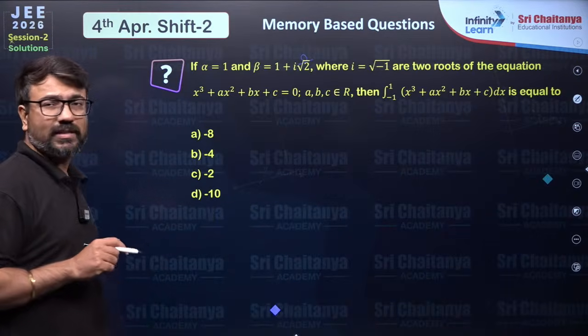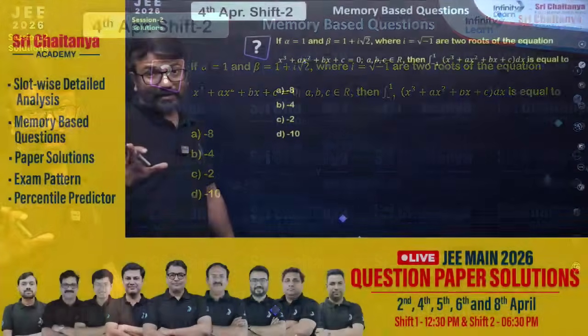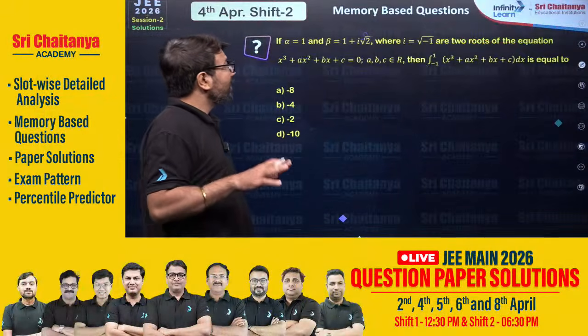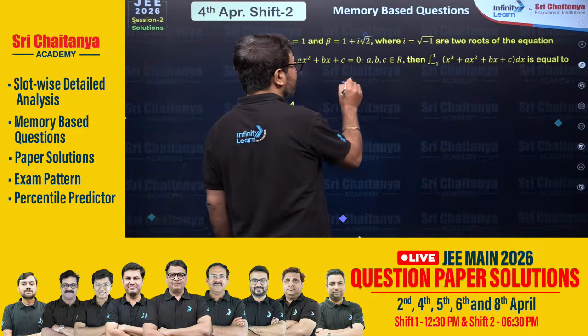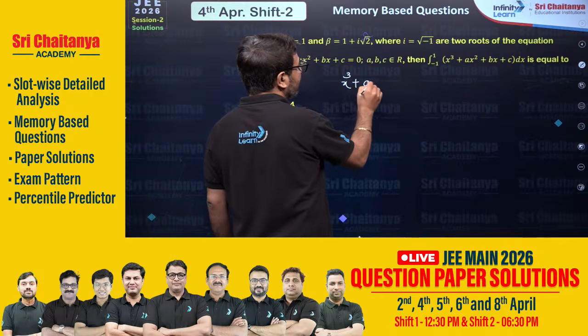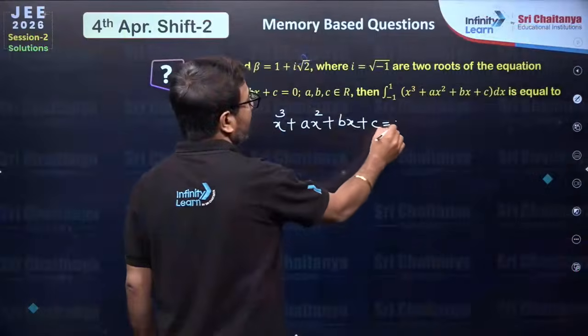After this, my dear students, there is another problem which is again an easy problem from the mathematics section. They have said that one of the roots is 1, and another root is 1 plus iota root 2, of the equation x cube plus ax square plus bx plus c equal to 0.